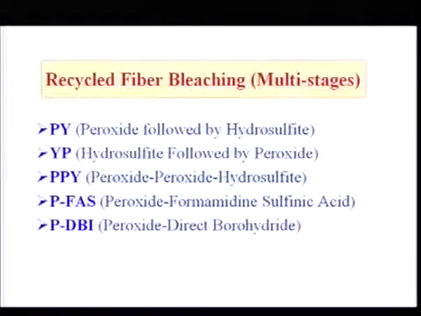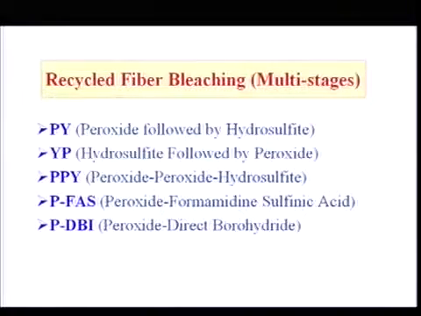PPY: peroxide followed by peroxide and then hydrosulfide. For additional brightness, particularly in the case of news magazine recycle where you need 65 brightness, this process can be used. Or in other words, you can add a little peroxide in the pulper for preventing alkali darkening, then a regular standard tower peroxide bleaching, that is the second P, and the third one, before the paper machine you add the hydrosulfide. That is the PPY process.